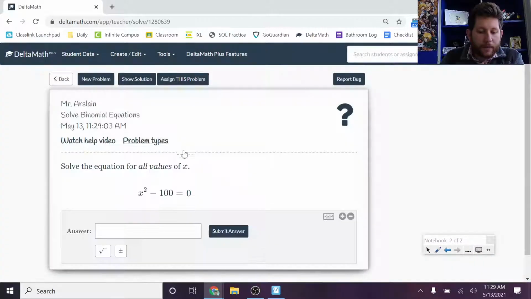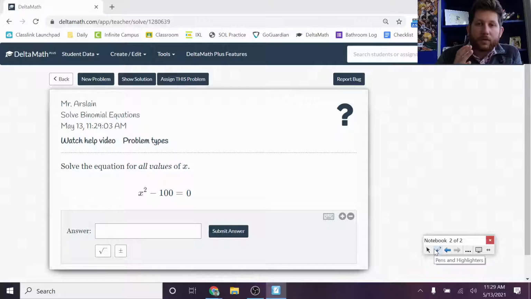The second one is solving binomial equations. One of the parts that we're going to do in the future is, after we factor the binomials, we also want to solve for the different solutions. So the next two problem sets deal with finding solutions. Let me show you. This goes really quickly. I've got x squared minus 100 equals 0.